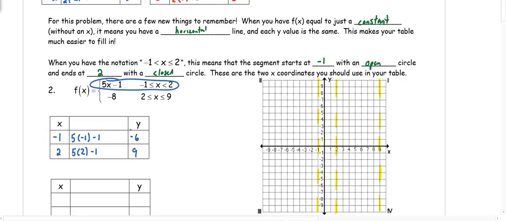So looking in this domain, we have -1 is less than or equal to x. Because there's a bar underneath that -1, we're going to get a closed circle. And at 2, there's no bar underneath it, so it's going to get an open circle. In this case, there's not going to be an arrow because both points are on a dotted line. So we're going to go to -1, -6. We're going to put a closed dot. We're going to go to 2, 9. We're going to put an open dot, and we're just going to connect those two to get our line.